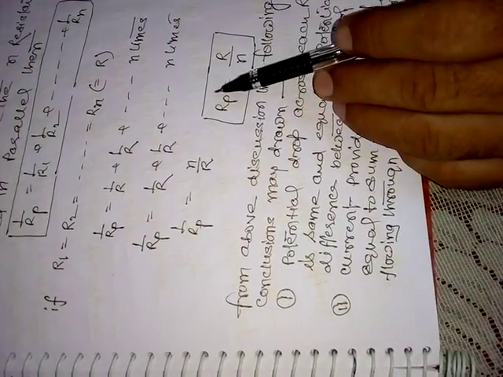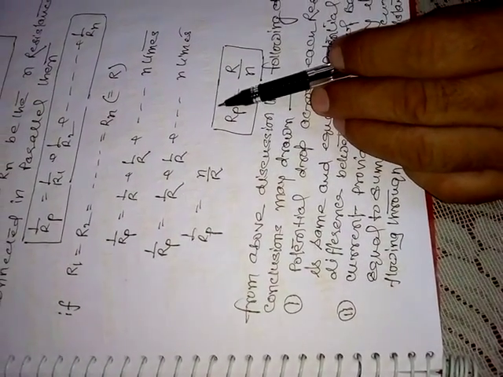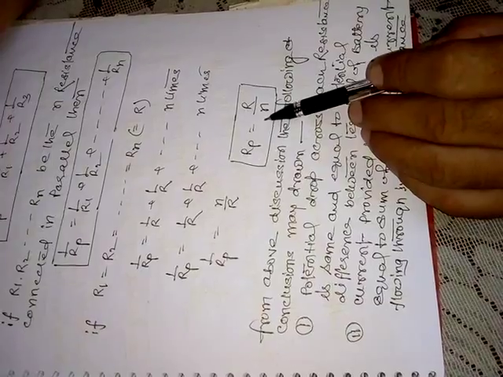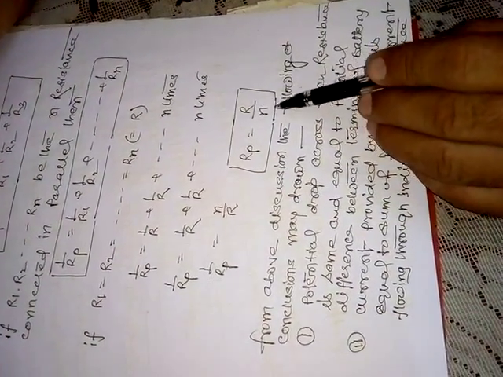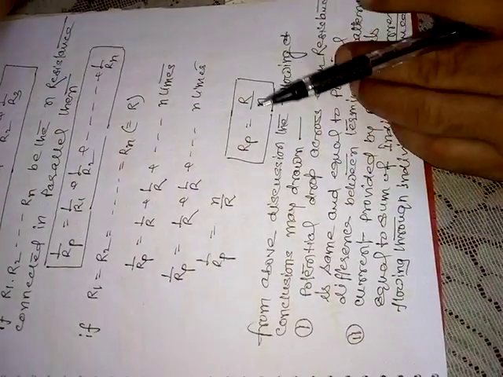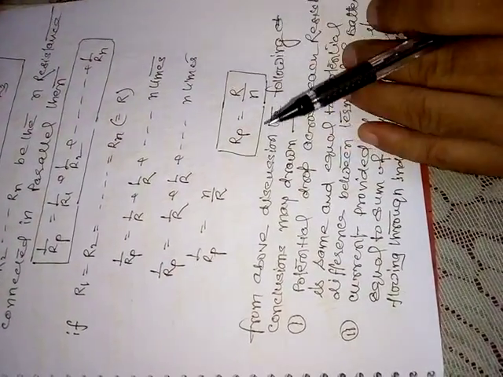Number 2, the sum of individual currents flowing through individual resistors is equal to the current provided by the battery. Number 3, as the number of resistors in parallel combination increases, the resultant resistance decreases. So these are the important points regarding series and parallel.